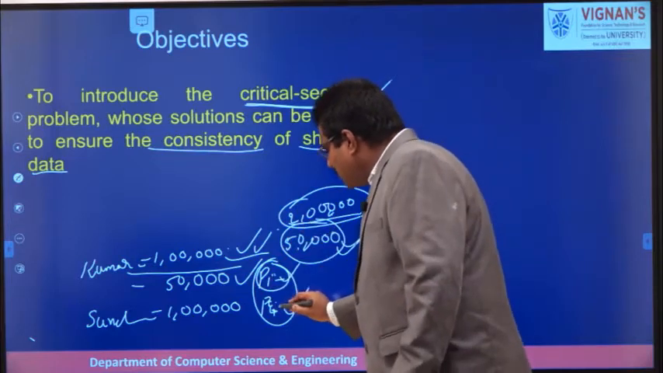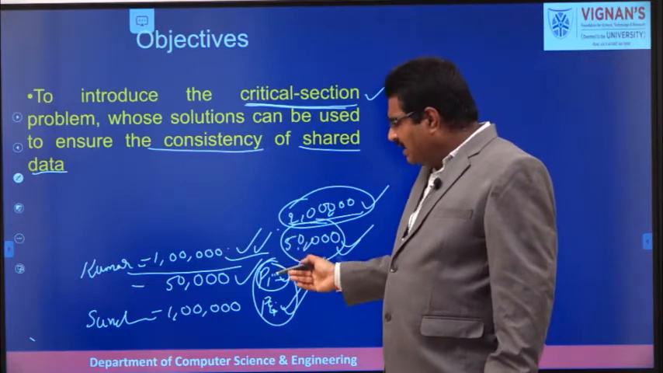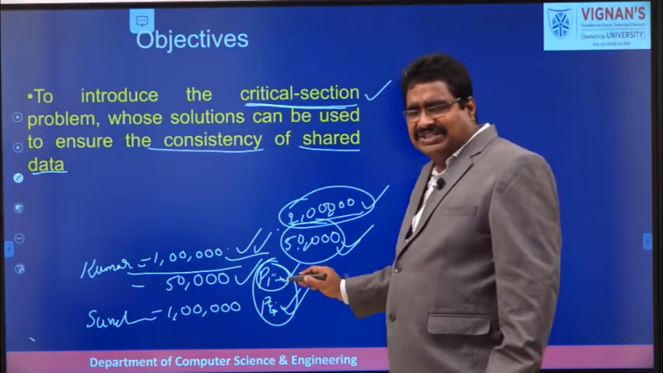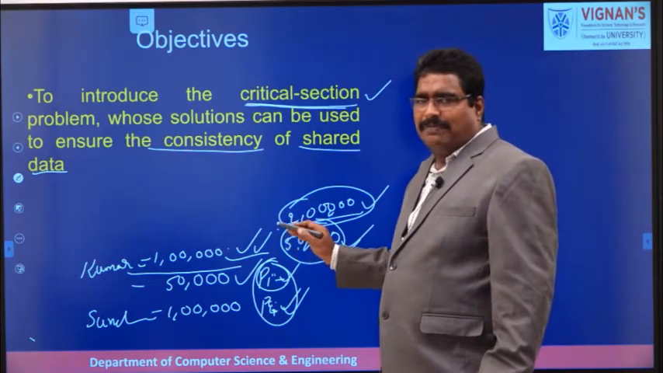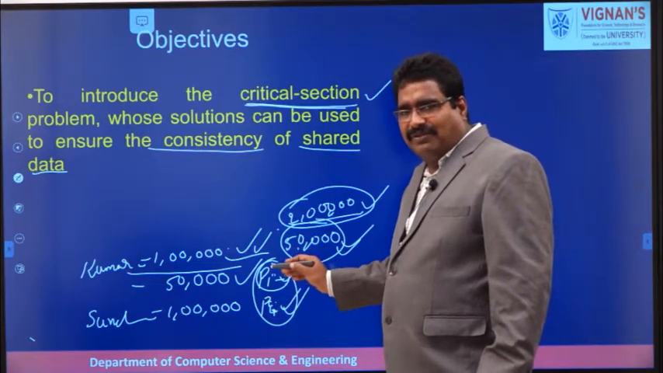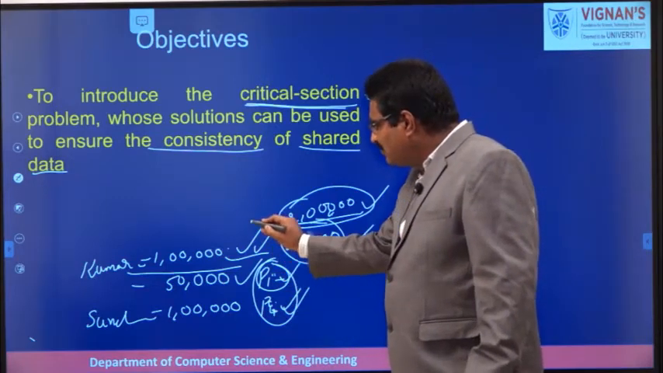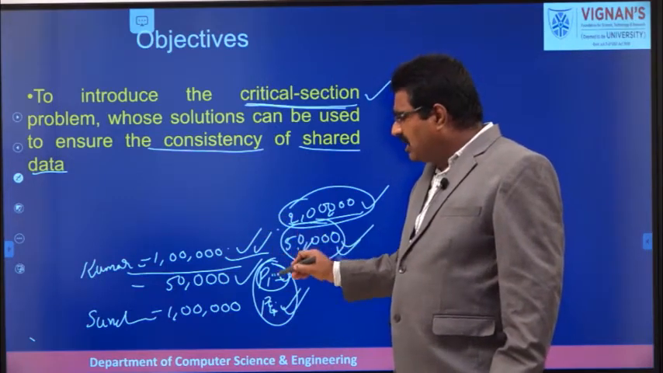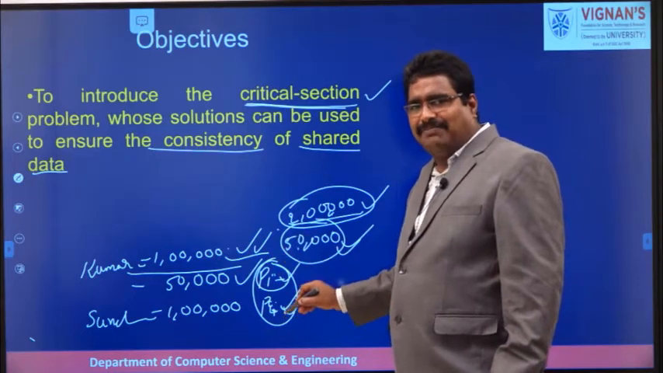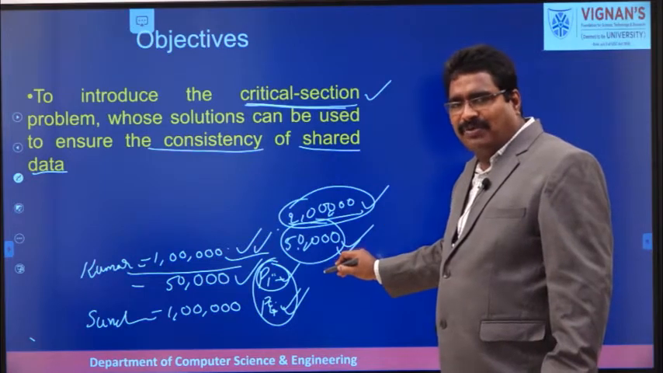Or P2 is completed first. That is, 1 lakh is deposited, that is a total of 2 lakhs. Later P1 is completed and 50,000 is deducted. Then the Kumar balance is 1 lakh 50,000. That is, if they are executing one after another, P1 after P2 or P2 after P1, the balance is 1 lakh 50,000. If both transactions are started at a time, based on the order of completion, it may be 2 lakhs or it may be 50,000.